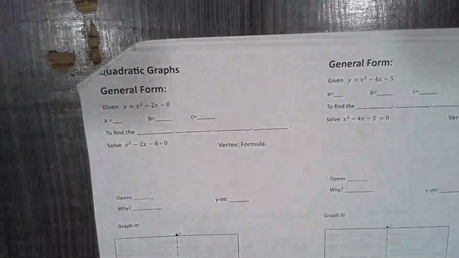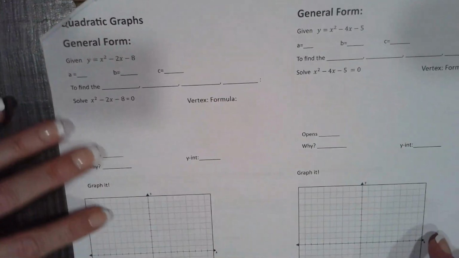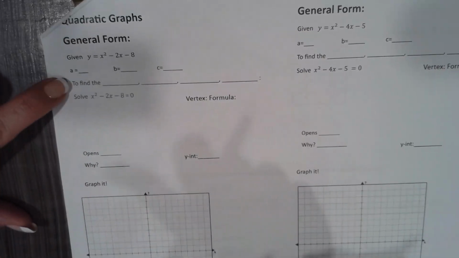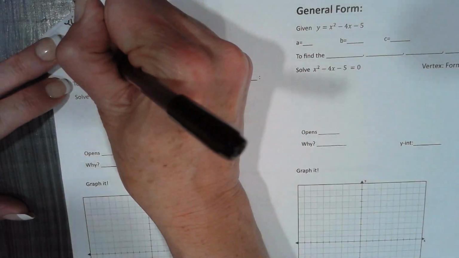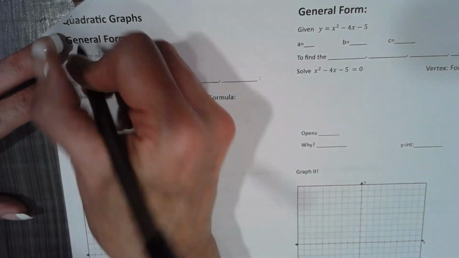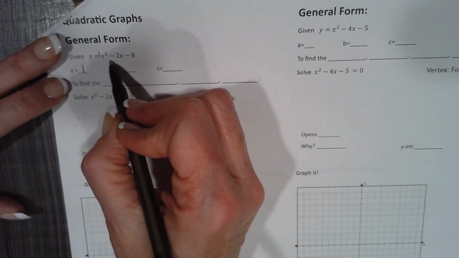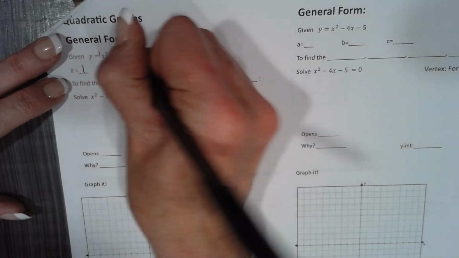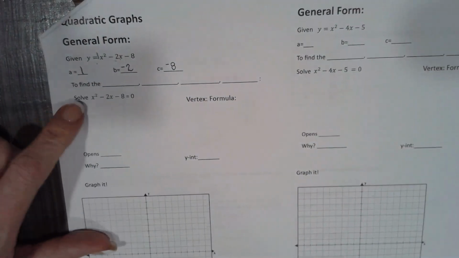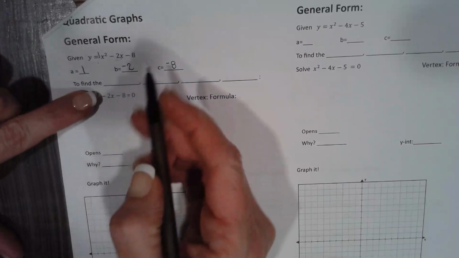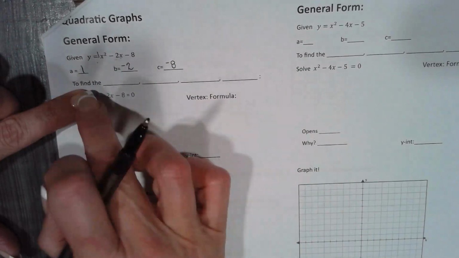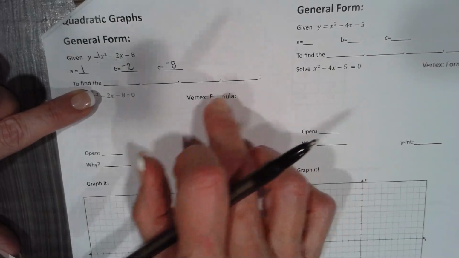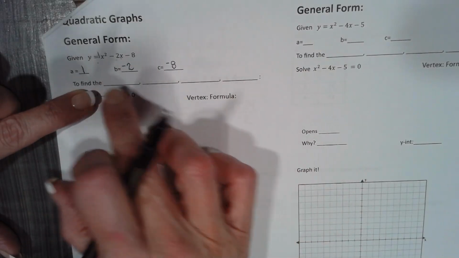All right. This is going to be a little bit of a review for you because we just got done with quadratics. What is your A? That would be the coefficient in front of the x squared term. It's 1. What is your B? That's the coefficient in front of your linear term. It is -2. And C is our constant. It's -8.